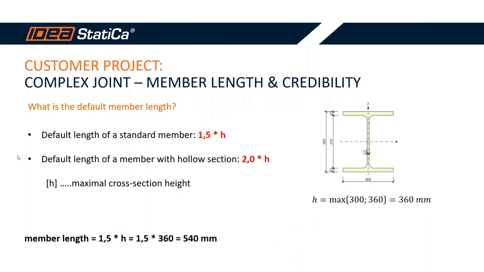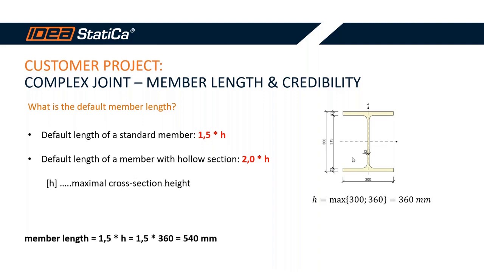Let's have a look at what the default lengths are. It's very simple. There are only, let's say, two algorithms. Default length of a standard member, which is 1.5 multiplied by the maximal cross-section height. And the second one, default length of a member with a hollow section, 2.0 multiplied by the maximal cross-section height.